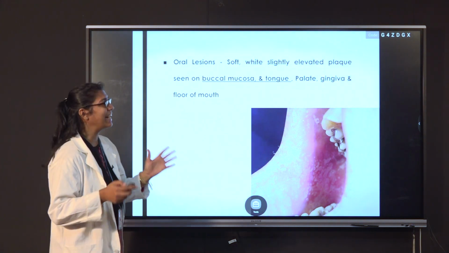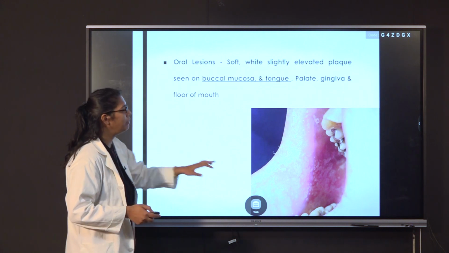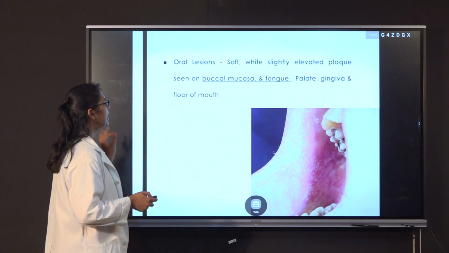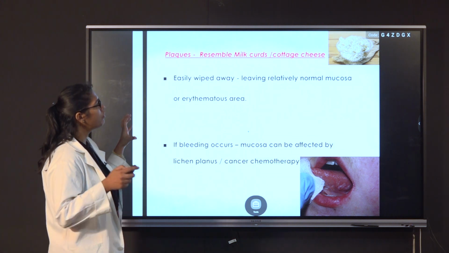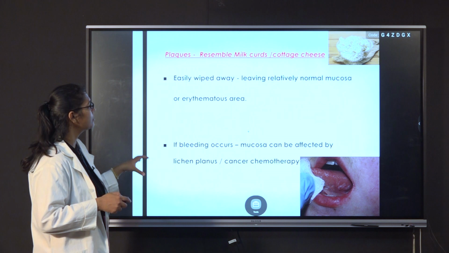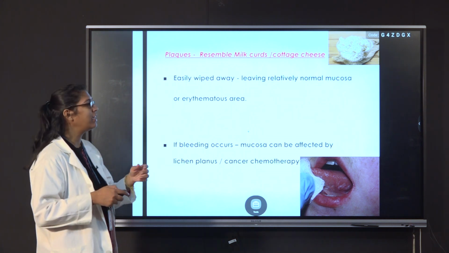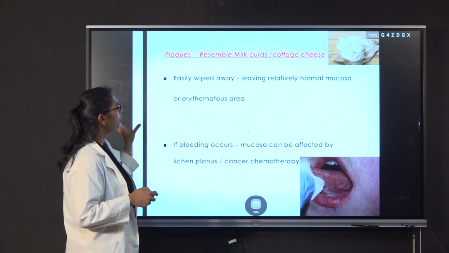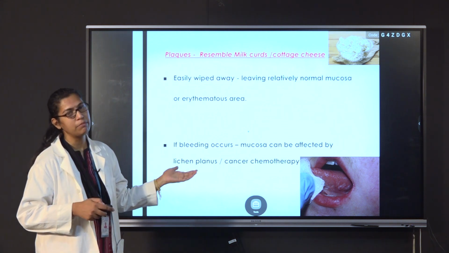Clinically, the oral lesions appear as soft, white, slightly elevated plaques seen on the buccal mucosa and mainly the tongue, palate, gingiva and floor of the mouth. The most important thing is that these resemble milk curd or a cottage cheese appearance. These are easily wiped away, leaving relatively normal mucosa or sometimes an erythematous area.